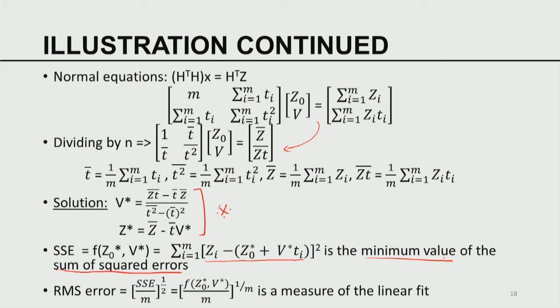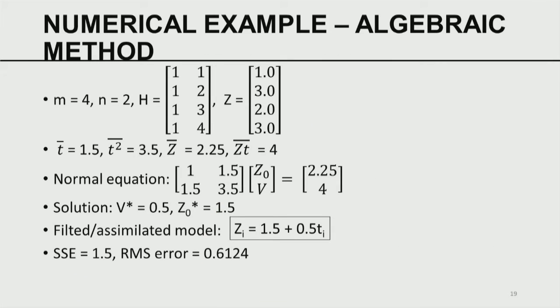Now we are going to define what is called the RMS error. So SSE above is the sum of the square errors. Sum of the square error divided by m is the average sum of square errors. If I take the square root of the average of the sum of square errors, that is called the RMS error. RMS error gives you a measure of the linear fit. If the RMS error is large, the fit is loose. If the RMS error is small, the fit is tight. The looseness and the tightness of the fit all depends on the goodness and the availability of the data.